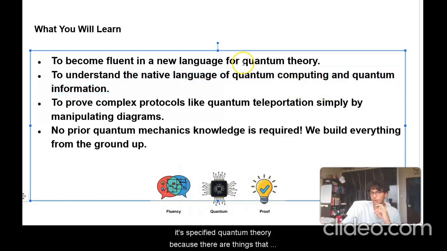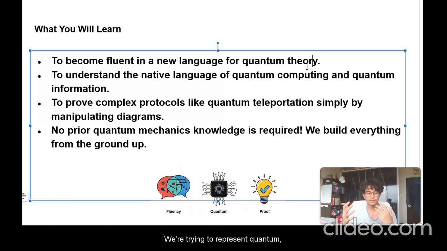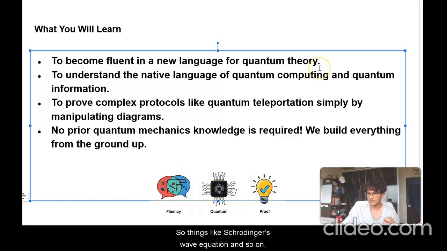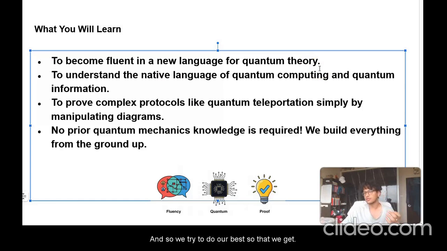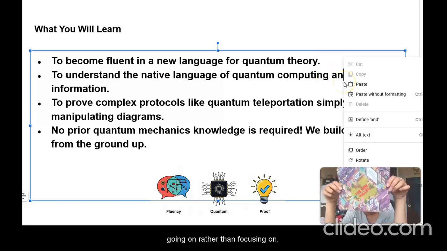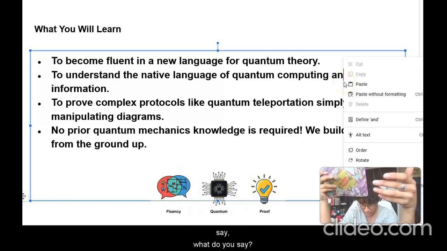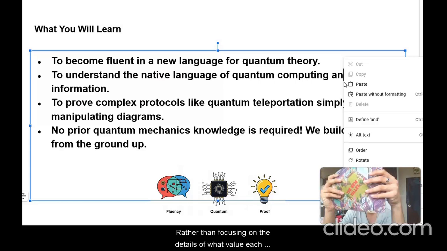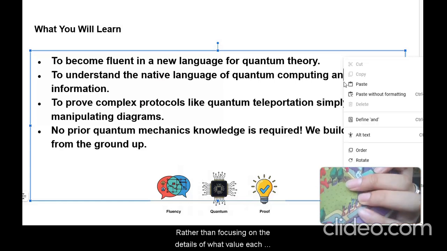Again, it's specified quantum theory because there are things that we're paying attention to and things we're not. What we're trying to do is capture quantum weirdness, and represent any quantum process as a very visual and understandable diagram. Things like Schrodinger's wave equation and potential wells are hard to describe just visually, so we try to do our best to get a visual understanding of what's going on, rather than focusing on the details of what value each hexadecimal pixel is.